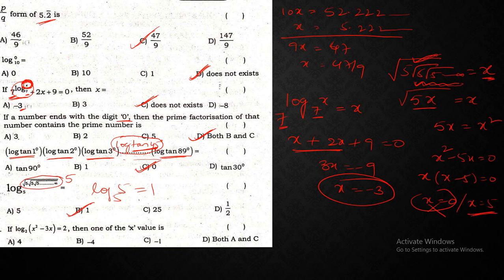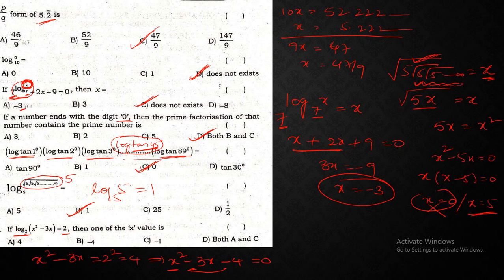Log of x square minus 3x to the base 2 is equal to 2. Now by using exponential form, I can write it as x square minus 3x is equal to this base 2 square, which is nothing but 4. So when I transpose this, it becomes x square minus 3x minus 4 is equal to 0. Now how many sign changes are there? You see, from plus to minus only one sign change. From minus to minus there is no sign change. So from this we can say it has only one positive root. That means the other one is negative.